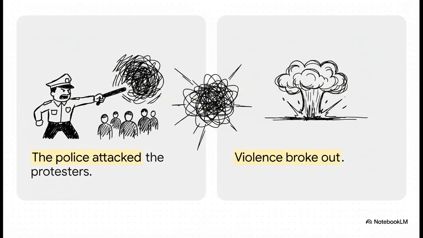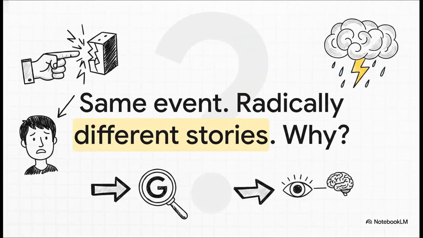Okay, let's just dive right in with an example. Take a look at these two sentences. On the one hand, you have, the police attacked the protesters, and on the other, violence broke out. Both could be describing the very same moment. But they tell radically different stories, don't they? One has a clear actor and a clear sense of blame. The other one, well, it makes it sound like something just sort of happened on its own, like a storm rolling in. So how can a tiny tweak in wording have such a massive impact?